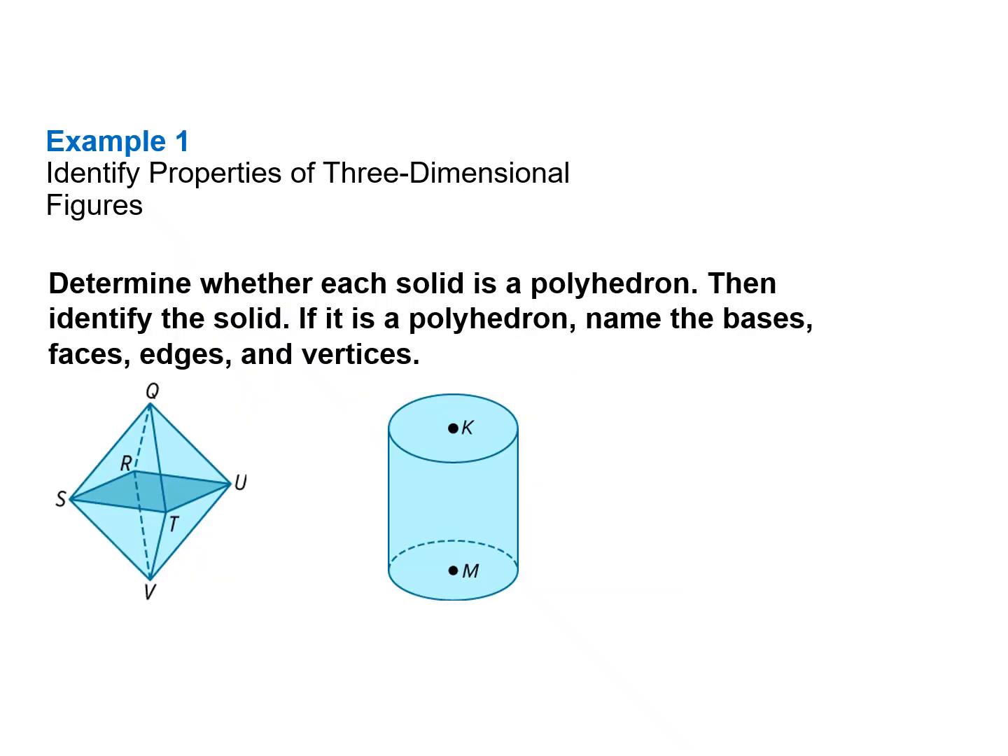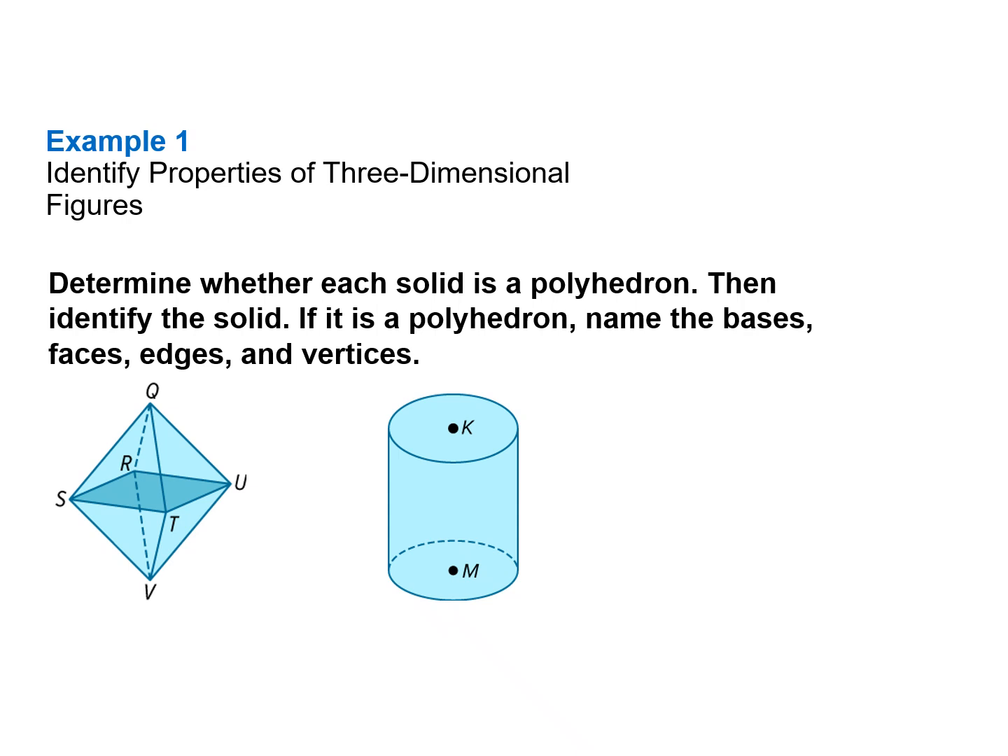So let's look at example 1. It says determine whether each solid is a polyhedron, then identify the solid. If it is a polyhedron, name the bases, faces, edges, and vertices. If you remember from class, we're not as interested in naming all of them. I don't want to spend our time there, but I do want us to identify that the faces are polygons and be able to name them.